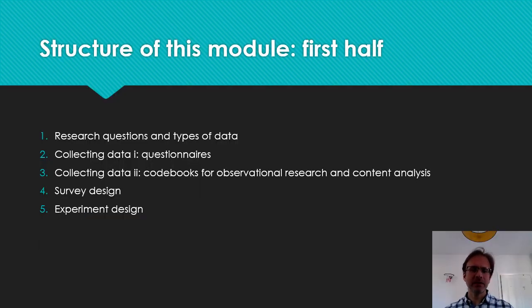So the first half of this module is going to be devoted to research, well, initially research questions and types of data. That's what we'll be talking about today and in this week's seminars. Then we're going to look at collecting data for 2 weeks. First, we're going to look at questionnaires, and then we're going to look at code books for observational research and content analysis. We are not going to be doing things like data scraping. There are other modules where you get an opportunity to do that kind of thing. If anyone's interested in data scraping, I can of course help with that. It's one of the things that I do in my own research practice.